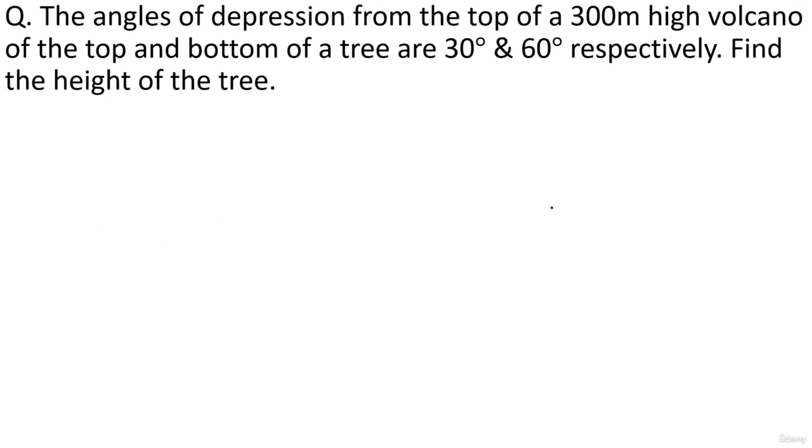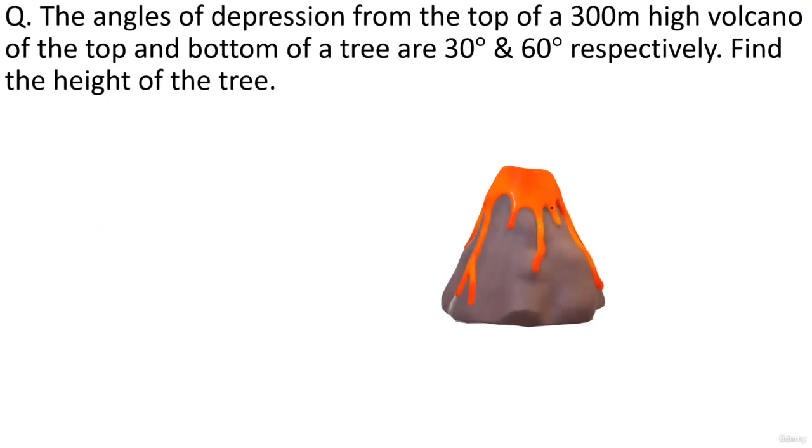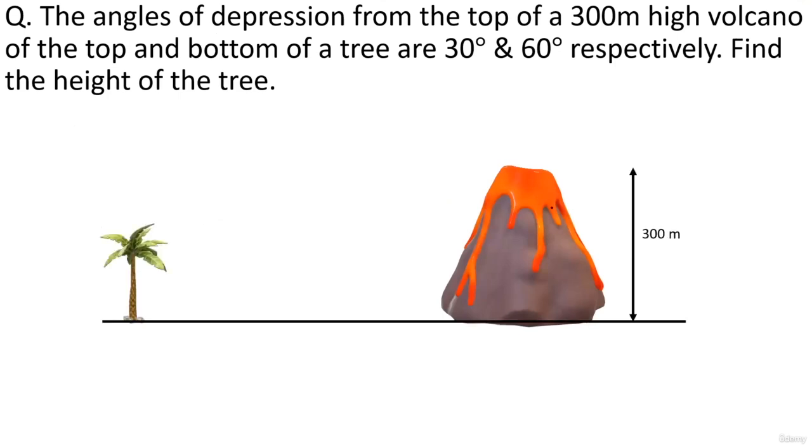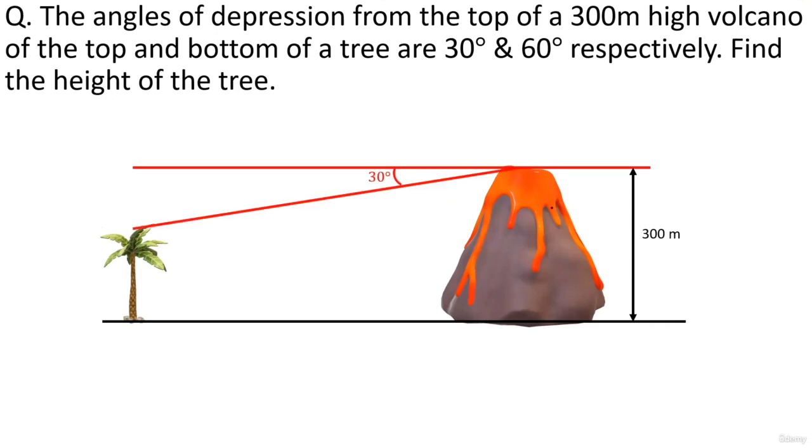The angles of depression from the top of a 300-meter high volcano to the top and bottom of a tree are 30 degrees and 60 degrees respectively. Find the height of the tree. That's the volcano and that's the tree. The height of the volcano is given as 300 meters, and the angle of depression for the top of the tree is 30 degrees, and the angle of depression for the bottom of the tree is given as 60 degrees.